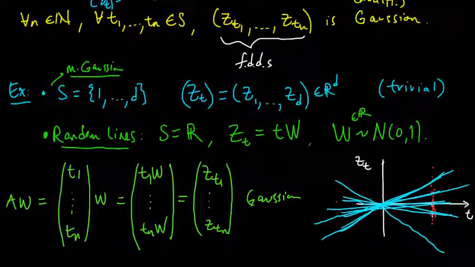Okay, so those were just some super simple examples, and soon we're going to take a look at some much more interesting examples of Gaussian processes.